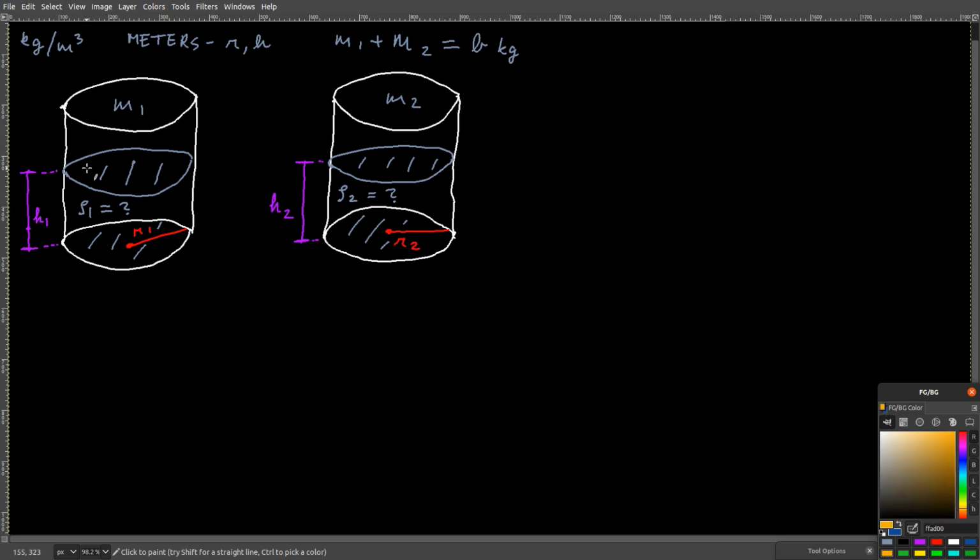Thus, the missing piece is the following. Rho 2 equals A times rho 1. This is a second equation that tells you how the densities relate to each other.